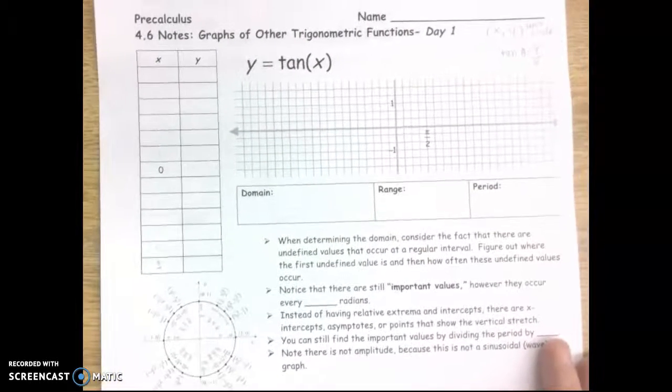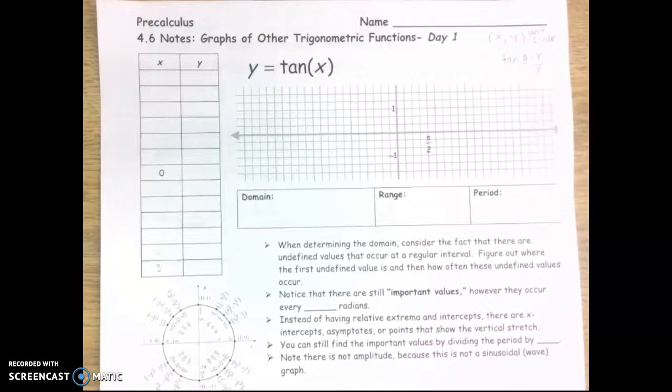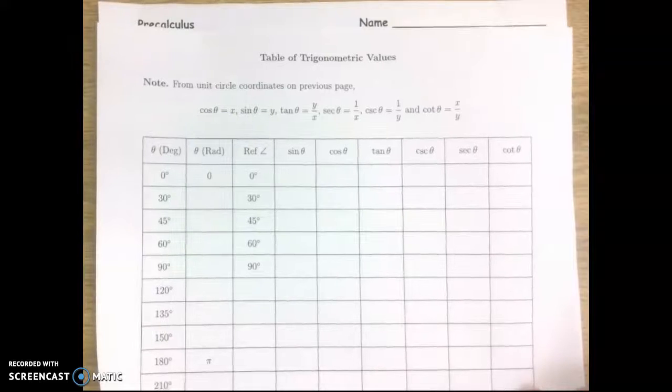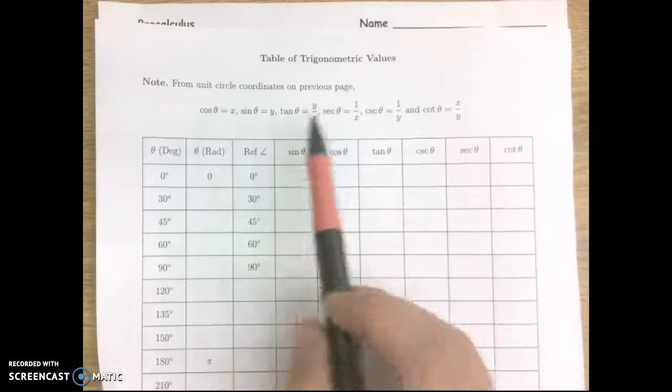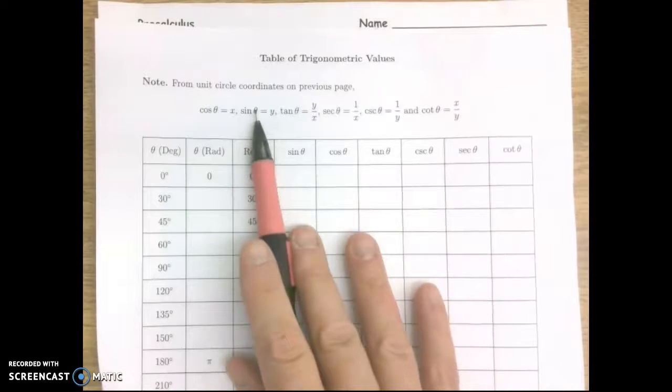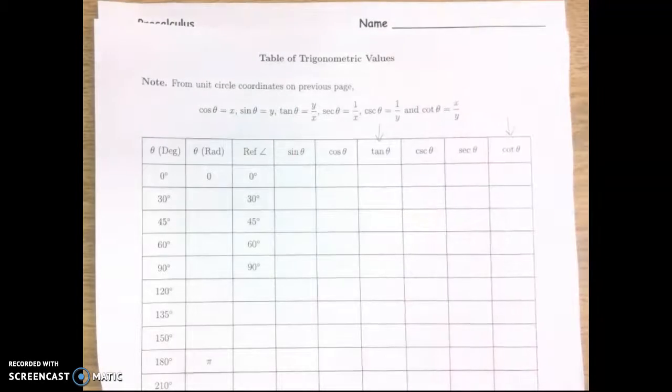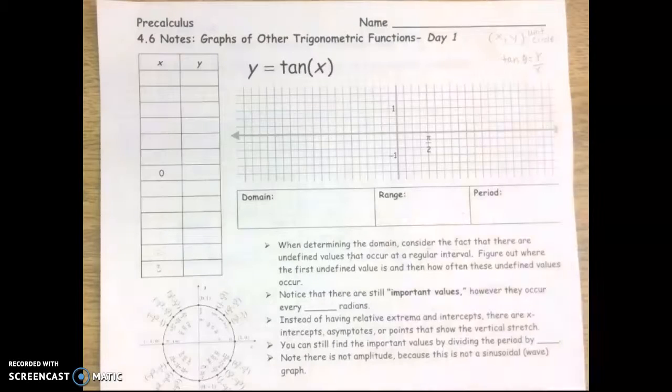Also, you guys had a table that we did back in Unit 1 where we filled in all of these values from the unit circle. So I would encourage you to go back and look at that, and we're going to be looking at tangent and cotangent values today.